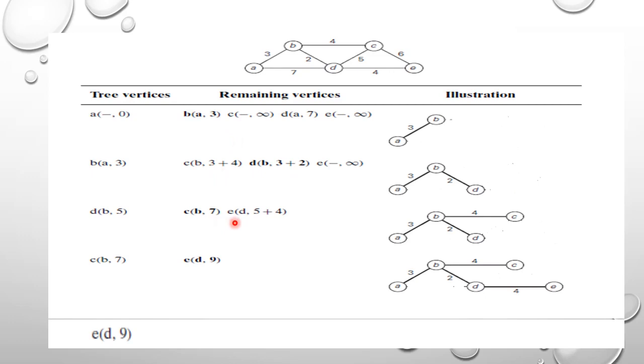Okay. Then E. E forms a near vertex to which among A, B, D? That is D. So D's distance is 5. 5 plus 4 is 9. The 4 you got from the DE distance. So this is 9. So among these, which is near? 7 is near, the minimum.